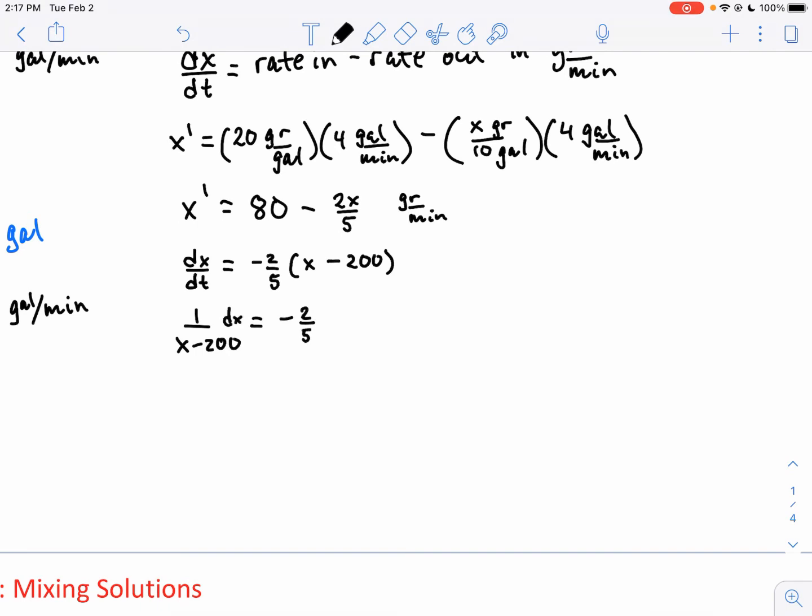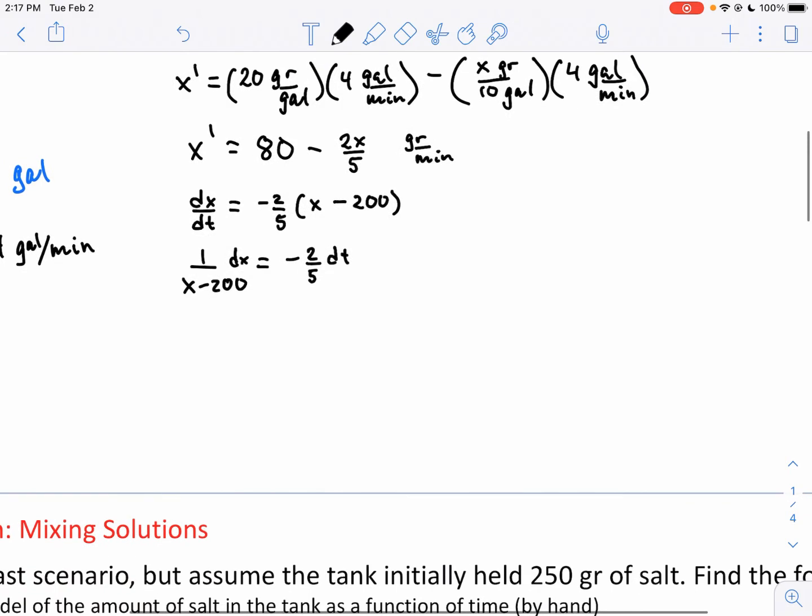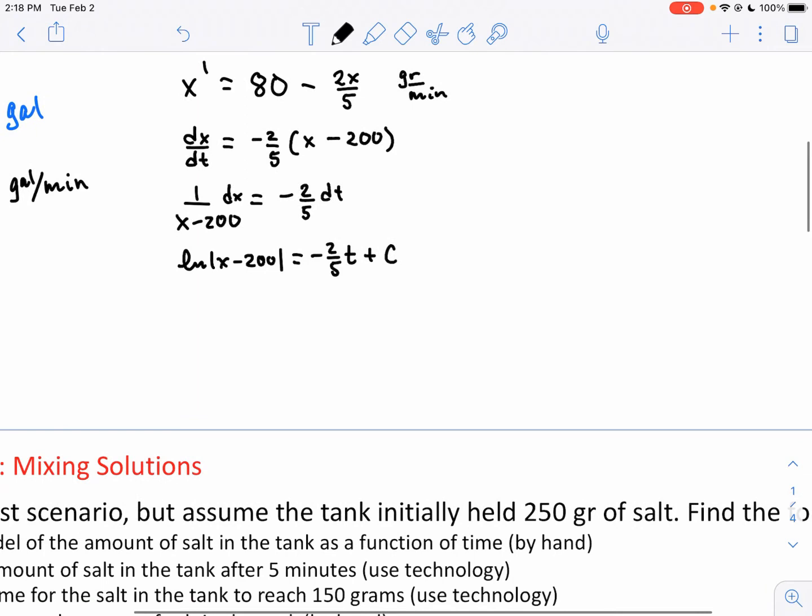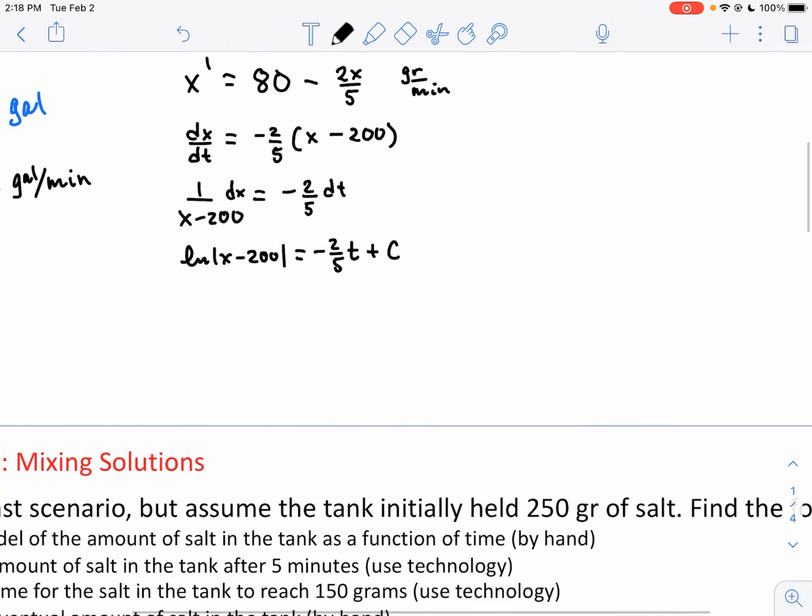Oops, dx on this side, dt on this side. Integrate both sides. Natural log of x minus 200 is equal to negative 2/5 of t plus a constant. Exponentiate and then add the 200 to the other side. I'm going to skip some of these steps because we've done this a bunch of times. X is equal to some unknown constant times e to the negative 2/5 of t and then plus 200.